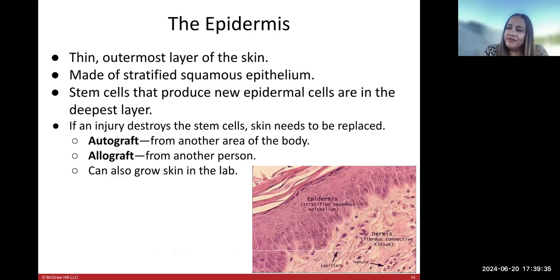An autograft is when they take skin from another area of the body and put it on. They do this to burn victims a lot. An allograft is when skin comes from a whole different person. Scientists can also now grow skin in a lab.